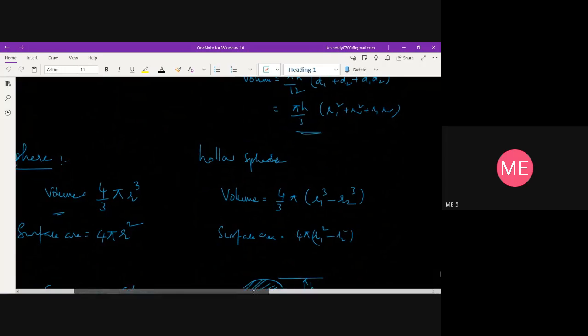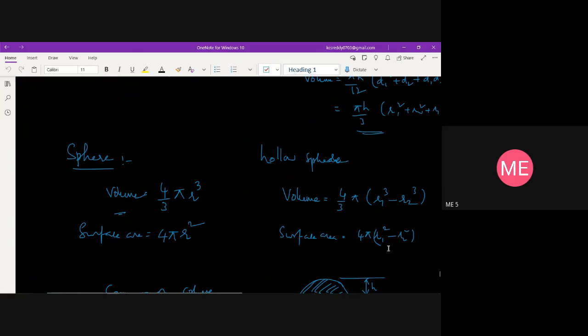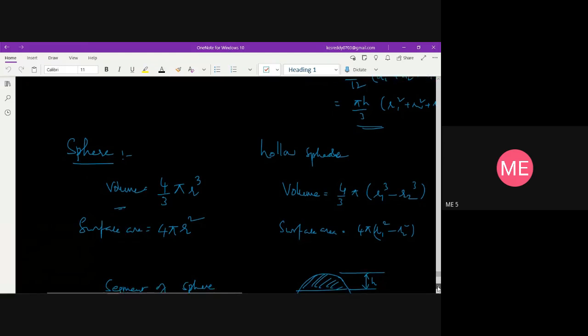And sphere: volume of a sphere is equal to 4 by 3 pi r cube, and surface area of the sphere is equal to 4 pi r square. And hollow sphere: volume is equal to 4 by 3 pi into (r1 cube minus r2 cube), and surface area is 4 pi into (r1 square minus r2 square).